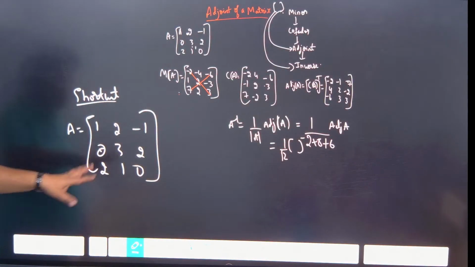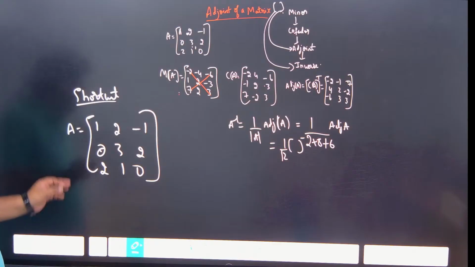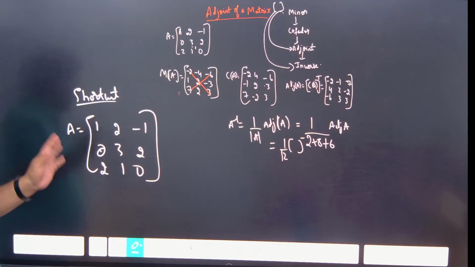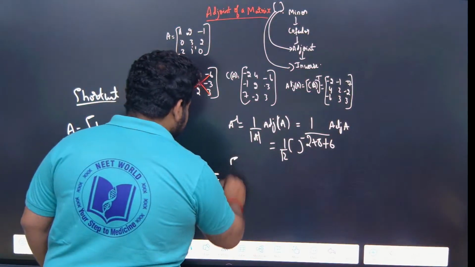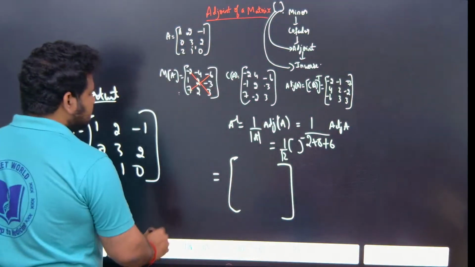Now, 2, 1, 0 is there. What we have to do is the same thing, you find the minor. What you used to write in rows, write it in column. Whatever you used to write in row, write it in column. So, we will find the minor here.